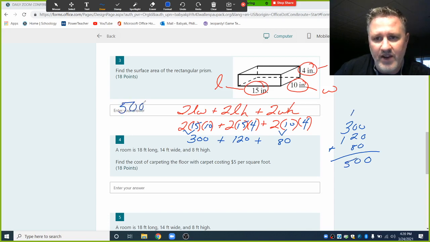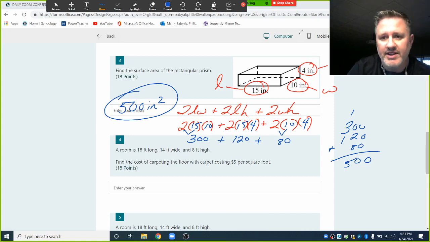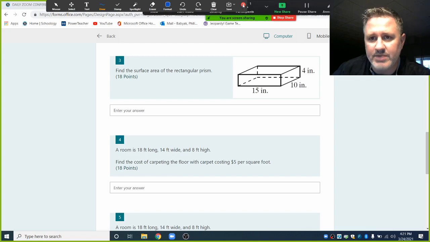So this answer would be 500 inches squared around this whole rectangular prism. Okay? So that's how you use the formula, guys. You just substitute and you solve. All right, let's slide down and check out the next problem.